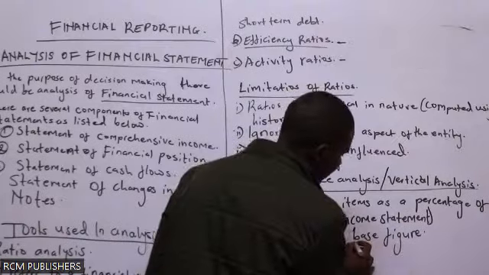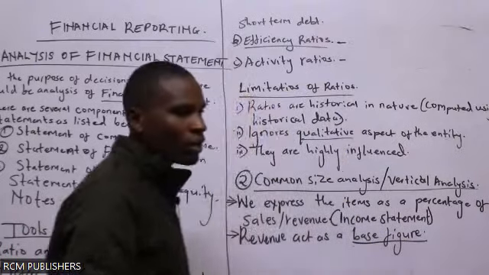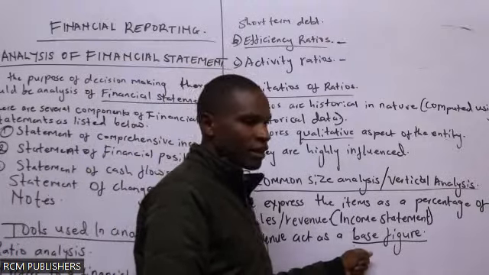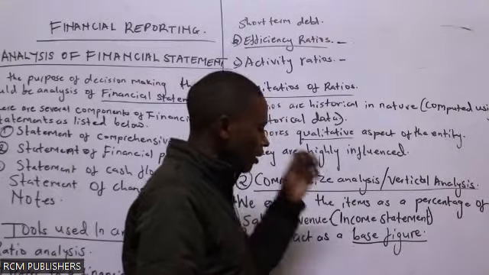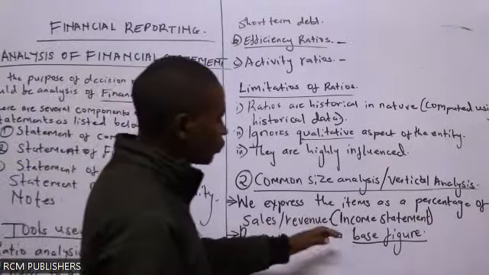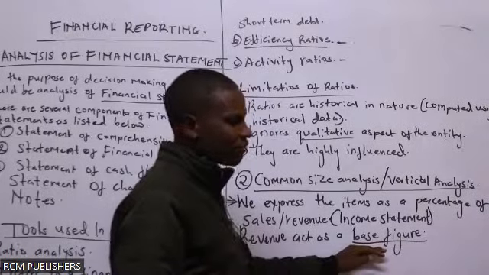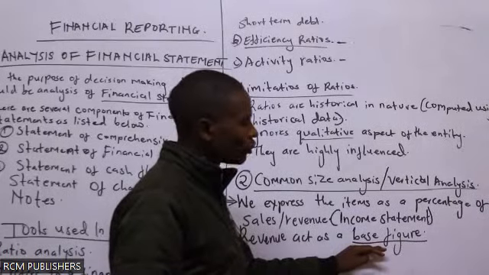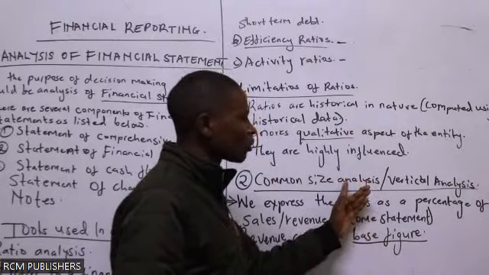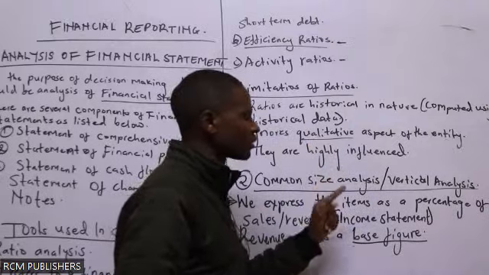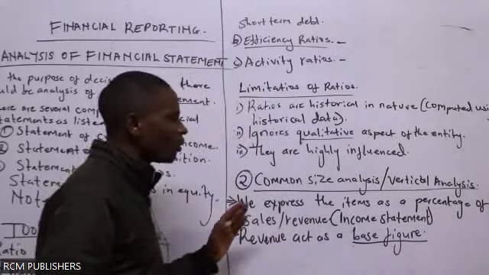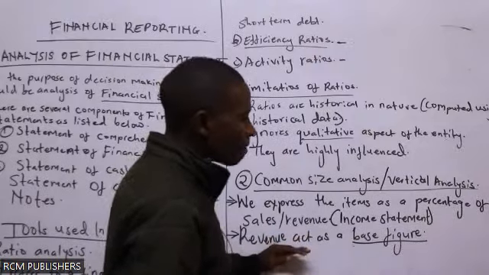Please, if you have a highlighter, I told you people you should have your own highlighter, either a yellow highlighter or a green highlighter, depending on your favorite color, so that you're able to underline these. These are very, very important terms for you to remember. That revenue always acts as a base figure as far as common size analysis is concerned. Are we together? I'll show you what I mean by revenue being the base figure.